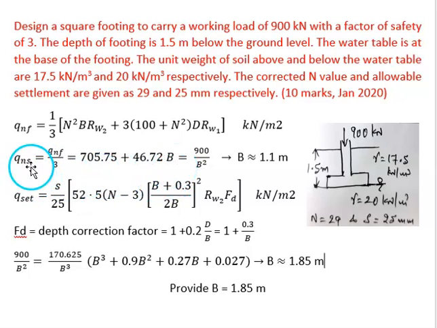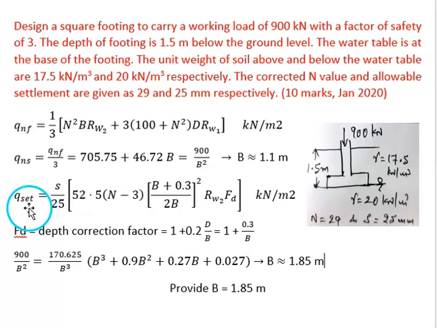So we should calculate the net safe bearing capacity in terms of B, and then we should equate it to 900 divided by B square. So this is the net safe load divided by the area of the footing, because it is a square footing, area is B square. So then we will be getting one equation in terms of B. Then we can calculate the value of B. So this is based on the shear failure criteria. Based on the shear failure criteria, the width of the footing is obtained as 1.1 meter.